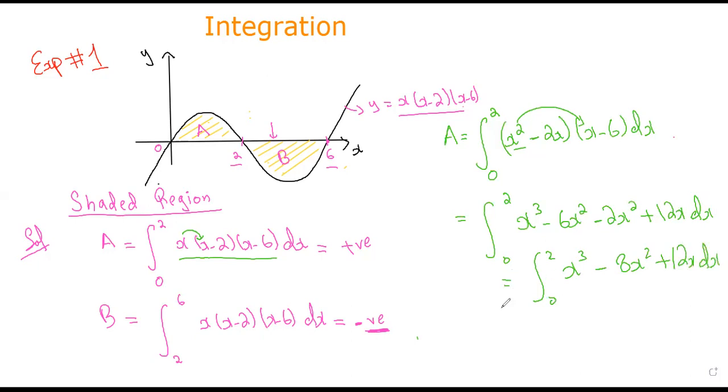Now I can integrate it. How do we integrate? We write down the variable as it is, add 1 to the power, and divide by the new power. Minus 8x squared: 2 is the existing power, this would become 3 because it's 2 plus 1, divided by 3, plus 12x squared by 2. And the limits are going to come here, this is 2 and this is 0. Can you please plug in the limits and tell me the answer?